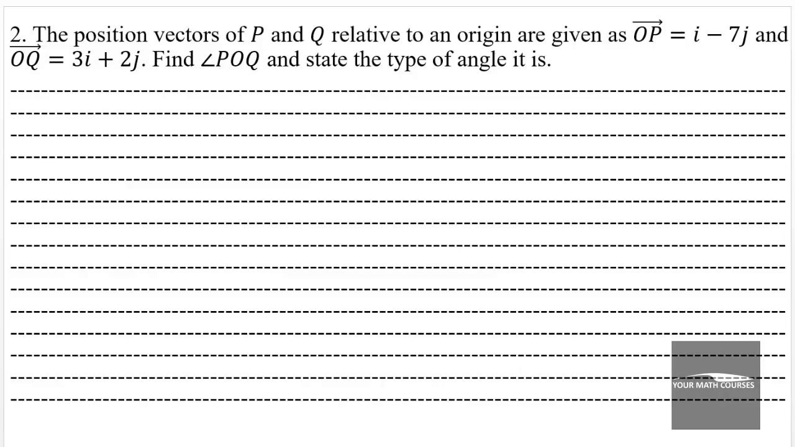Question number 2. The position vectors of P and Q relative to an origin are given as vector OP equals i minus 7j and vector OQ equals 3i plus 2j. Find angle POQ and state the type of angle it is. So let's do that. We have two vectors relative to an origin.